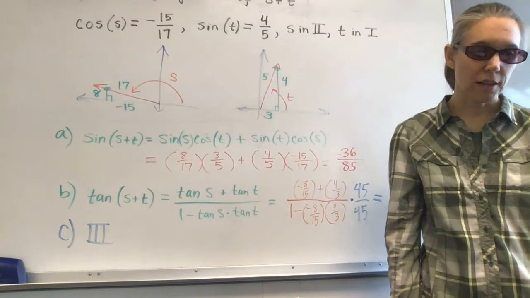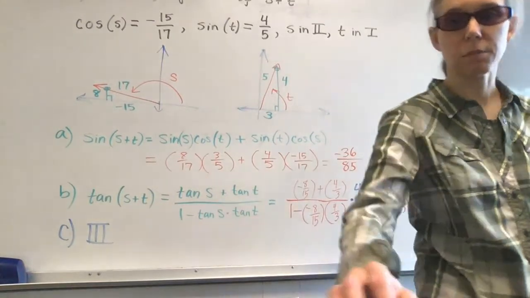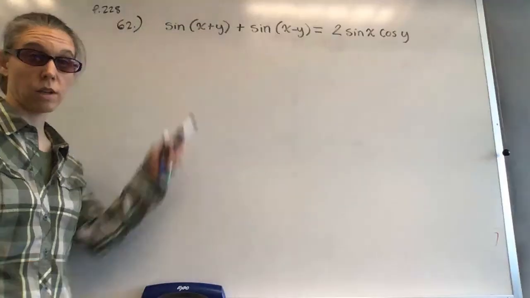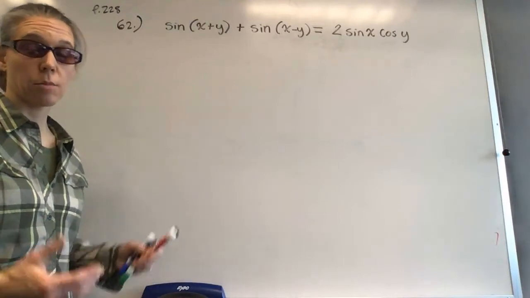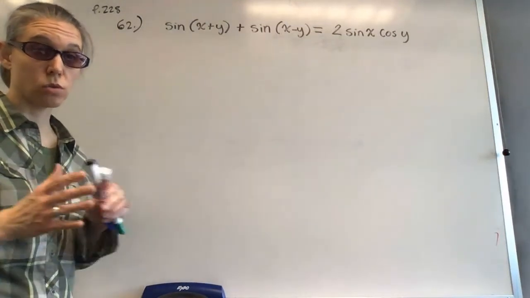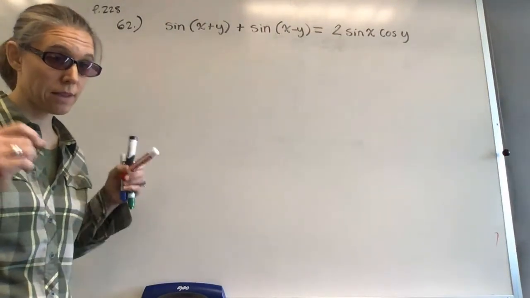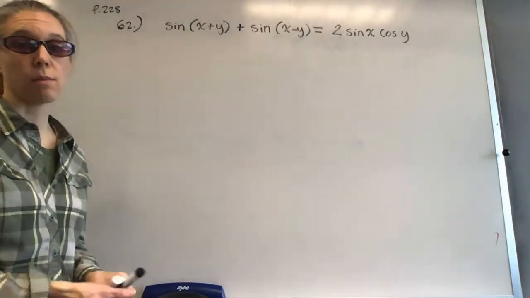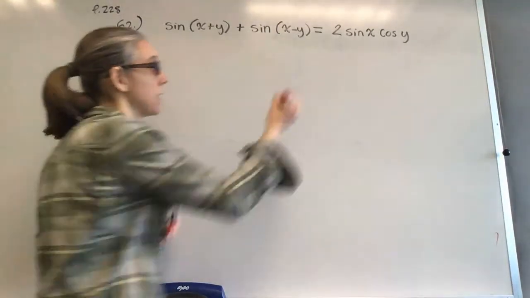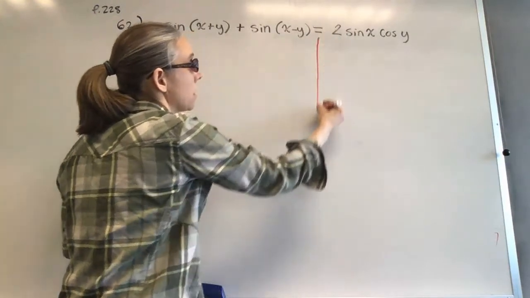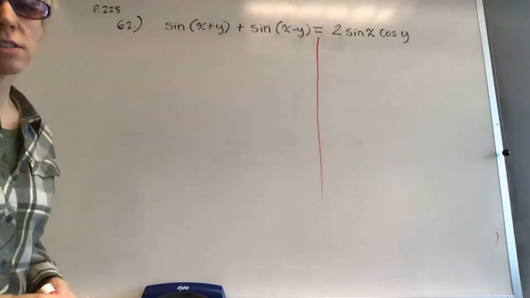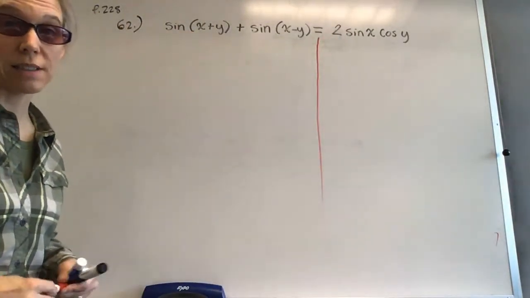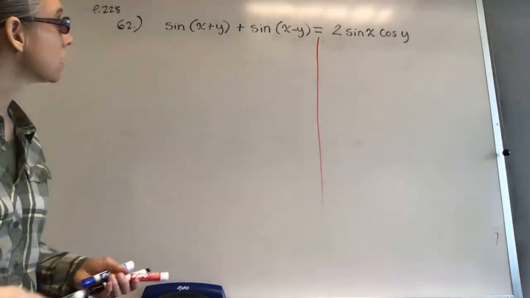Okay, so for our last 2 problems, the next one is going to be number 62. So here's number 62. I'm going to prove that the left is equal to the right. Verify the identity, it says. So that means I'm going to start by drawing my line under the equal sign. And the left-hand side, I just get to apply the formulas for sine sum and sine difference.